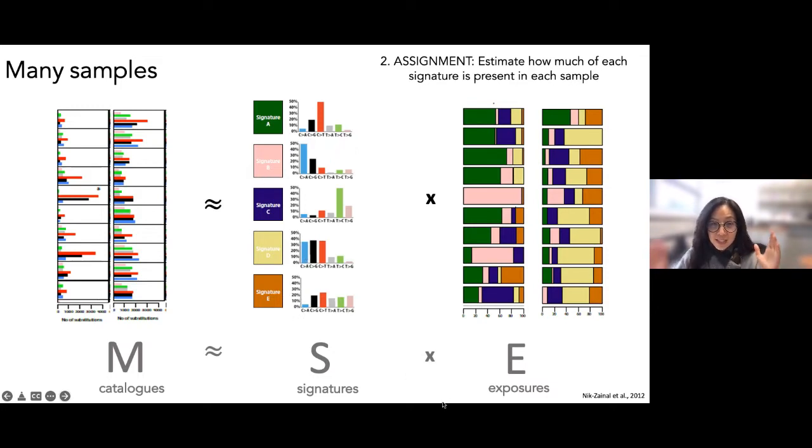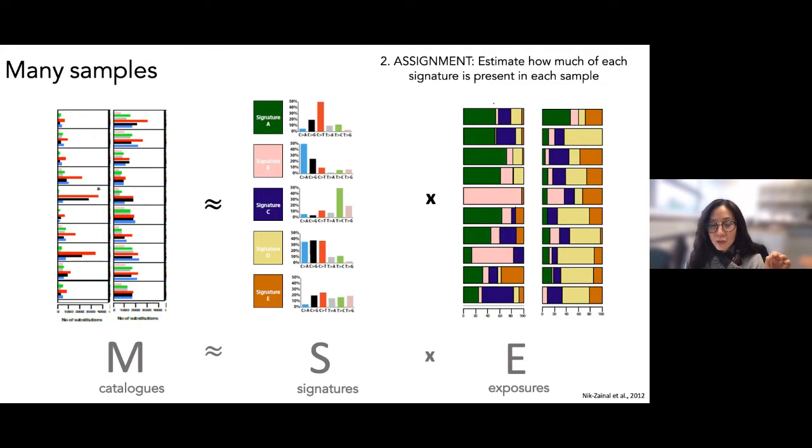So if you take nothing else home today, this is what I want you to be able to understand: that the mutational catalog, the final counts of mutations, is just a function of what signatures are in them and how much of each signature is present in each sample. M is equal to S multiplied by E. Okay, so that is just the principle.